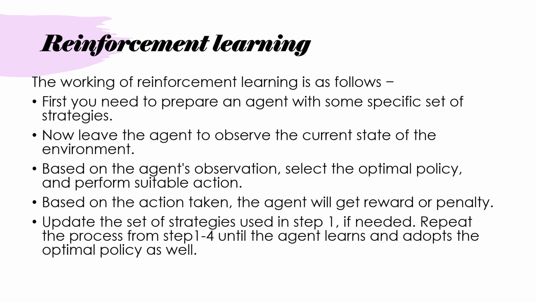For this reinforcement learning, there are some steps we have to follow. First, you need to prepare an agent with some specific set of strategies. Now, this agent will handle the current state of the environment based upon the agent's observation, select some optimal policy and perform suitable actions. Based on this action taken, the agent will receive a reward or penalty. Finally, update the set of strategies used in step 1 and repeat this process from step 1 to step 4. These are the usual steps followed in reinforcement learning.